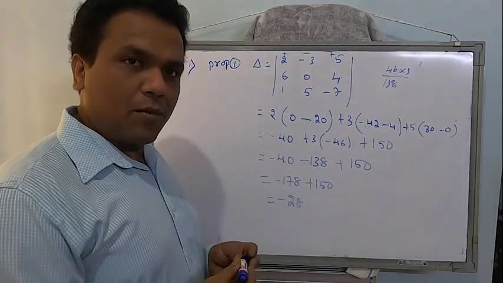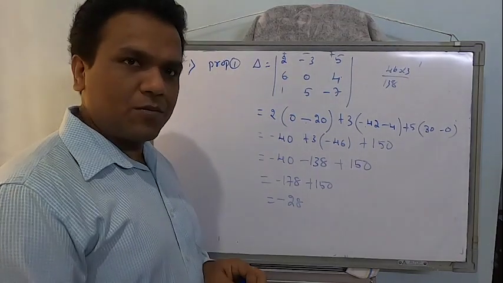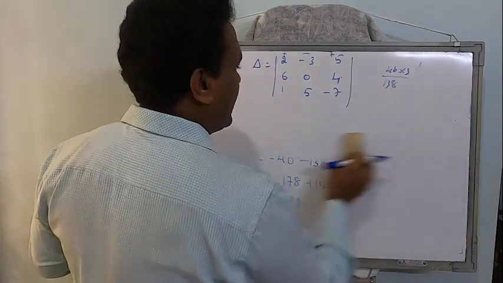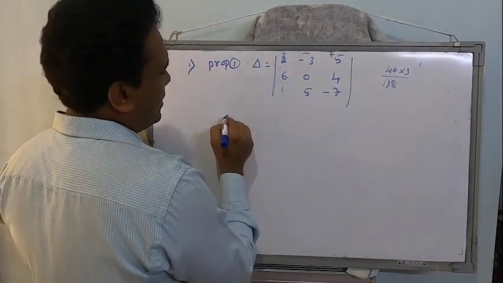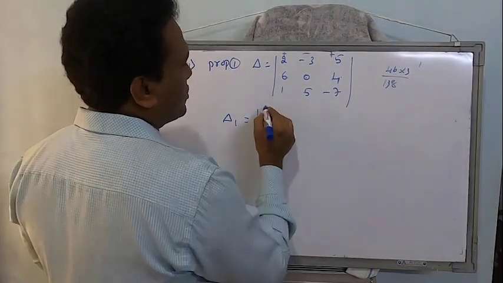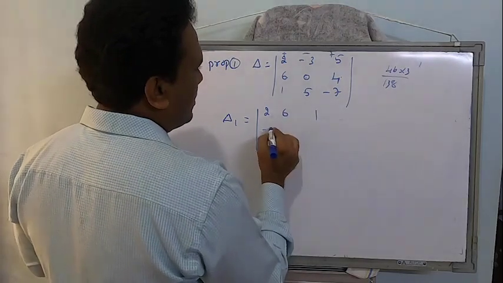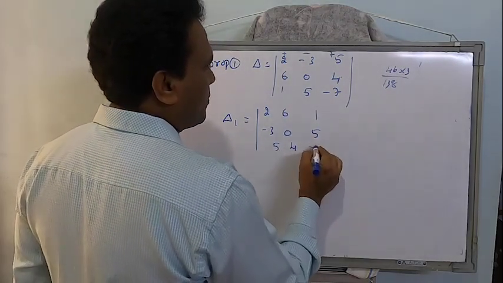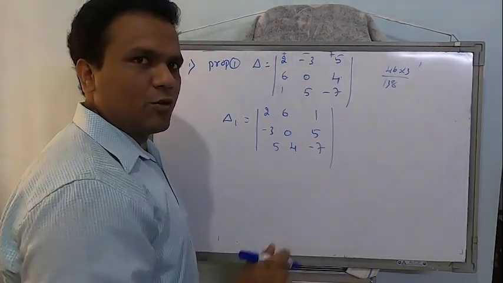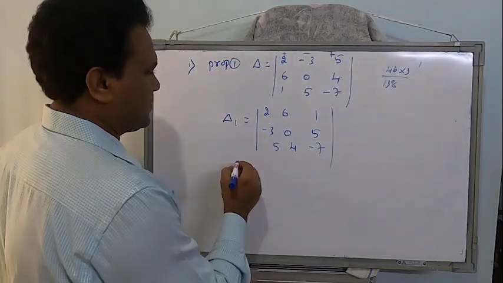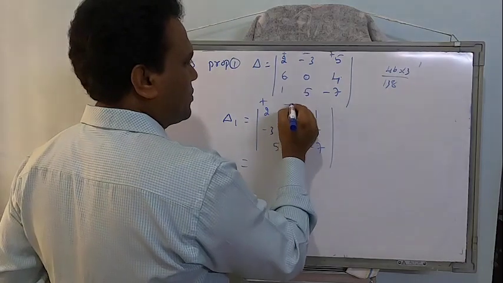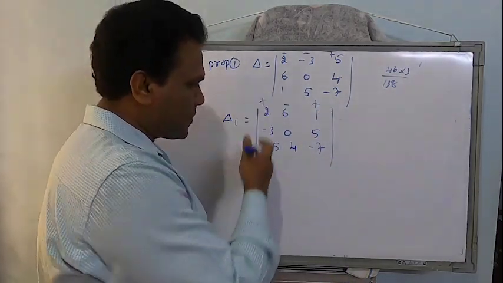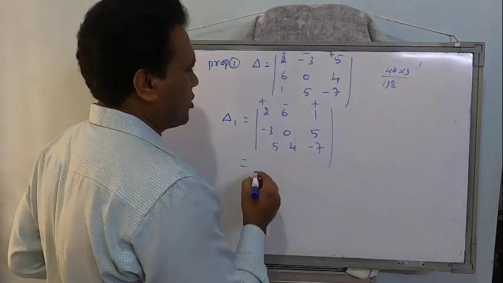Now according to property number 1, I should interchange all the rows and columns. So whatever is given here, all the rows and columns should be interchanged. So let me construct a new determinant delta 1. So 2, 6, 1, minus 3, 0, 5, and 5, 4, minus 7. I have interchanged all the rows and columns here. Let me expand this with respect to the first row, no problem at all. You can expand with the first column also. The answer is still going to be the same.